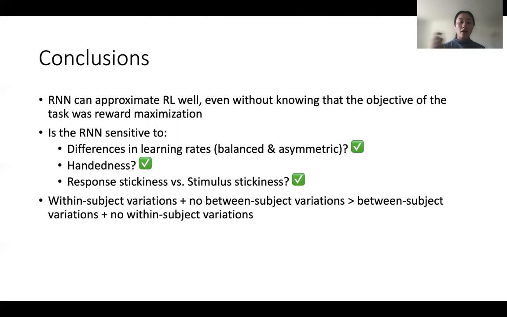And finally, another result that surfaced from this simulation is that if you alternate between strategies within a single person, but across people there is no variation, the RNN can approximate this type of behavior better than if you have lots of between-subject variation, but within each subject they adopted consistent strategies.